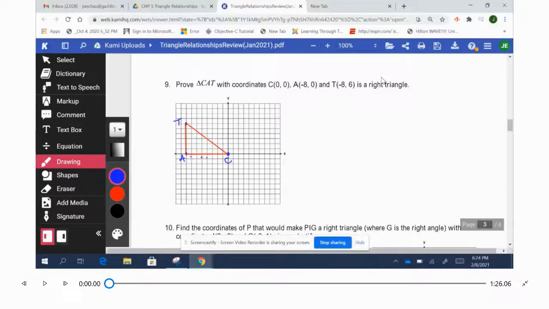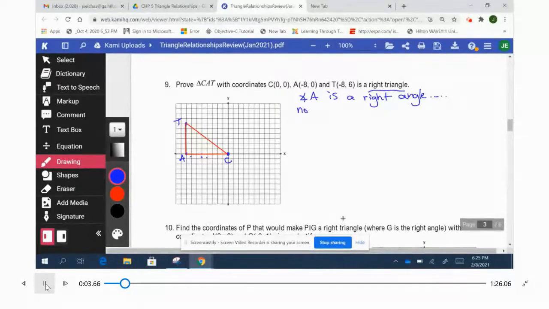Page 3 of our Chapter 5 review. So number 9. All right, so this is pretty obvious that it's a right triangle. We really should have had slopes that weren't undefined and 0, but we'll work with what we're given and let's see what we can do.